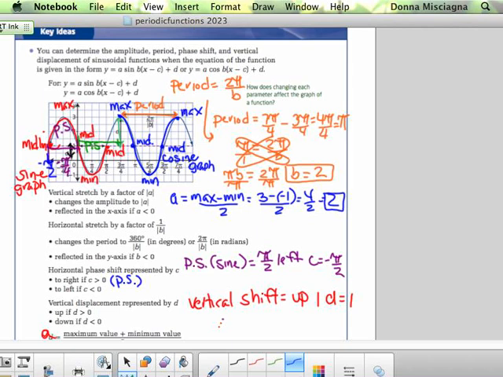All right, and let's do the same thing for the cosine graph. All right, so PS, the phase shift for the cosine graph. All right, so that graph is starting at 3 pi fourths. All right, so right here. So that's going to be 3 pi fourths to the right. So C is going to be a positive 3 pi fourths for the cosine graph.